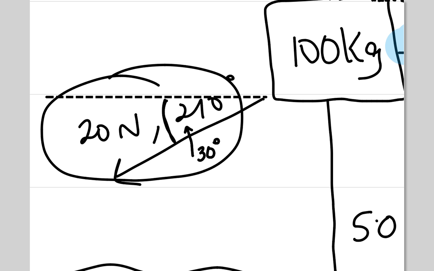Hopefully that's clear. If you're not clear on 20-1 stuff, please talk to me or get help from somebody. So 210 starting at 0 all the way around past 180, it's 30 degrees past 180. So that's why we use a reference angle of 30, and always with the x-axis, so you can get your x and y component. It's just basic geometry on a coordinate plane.